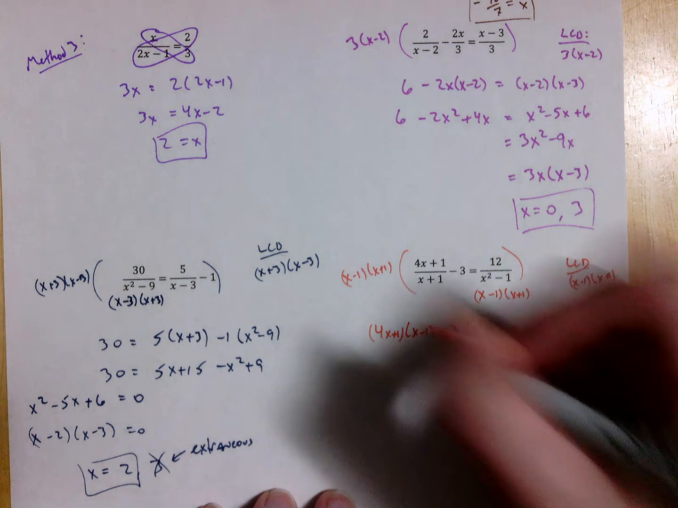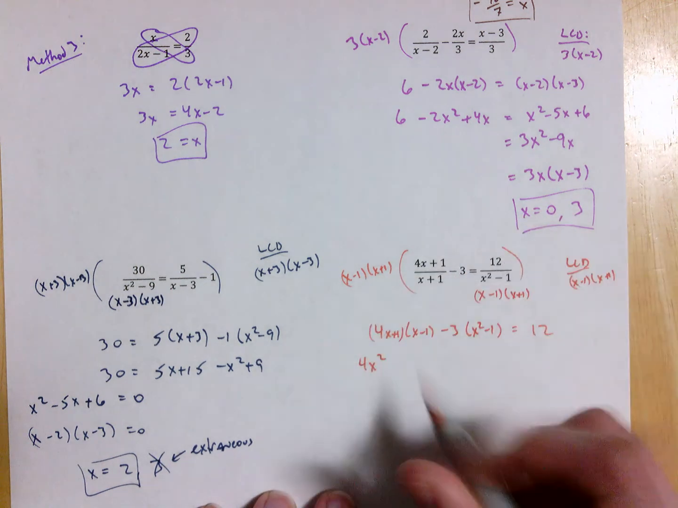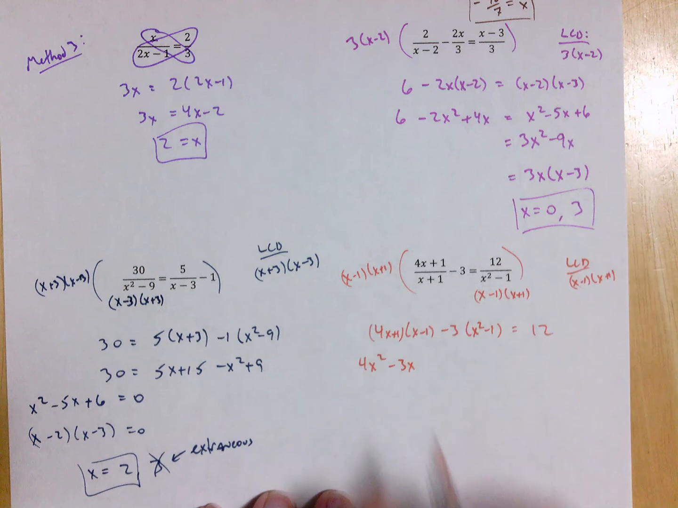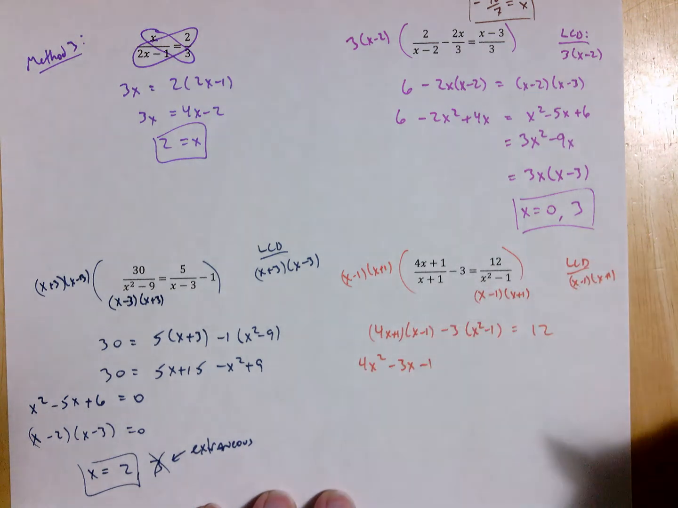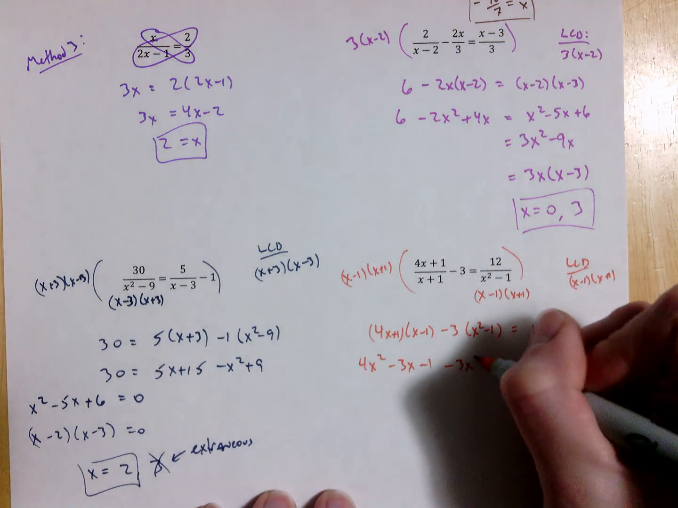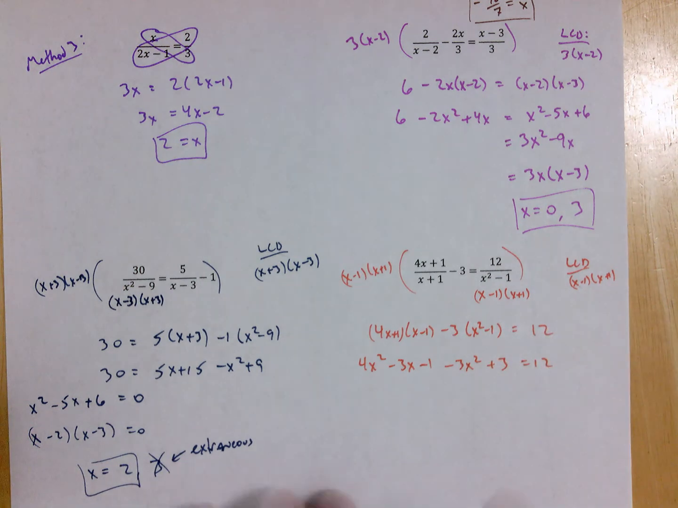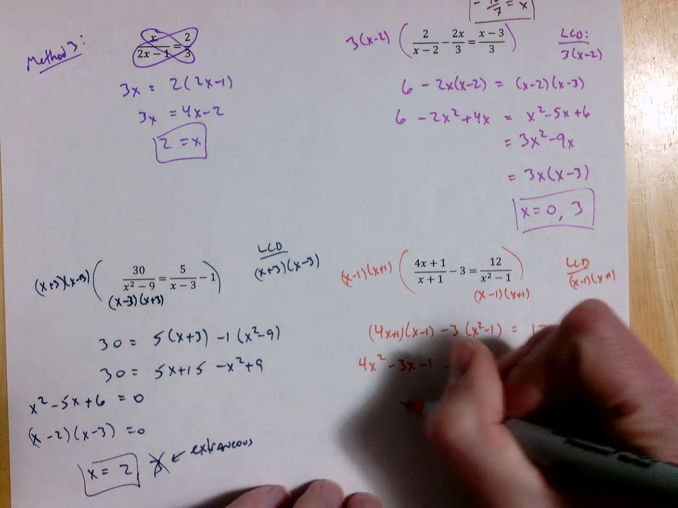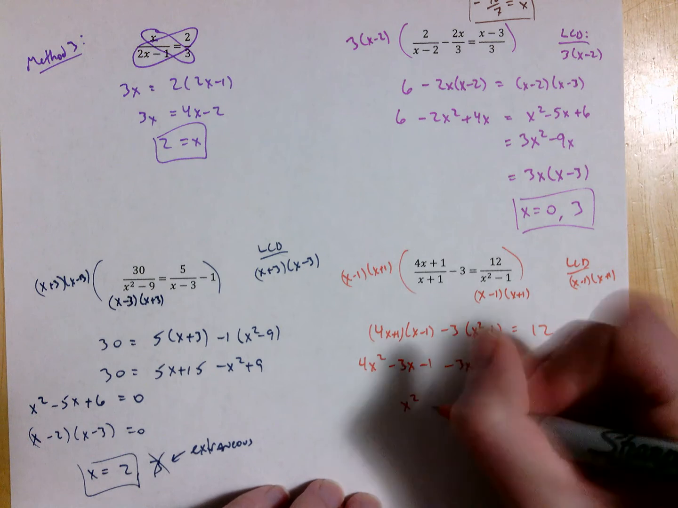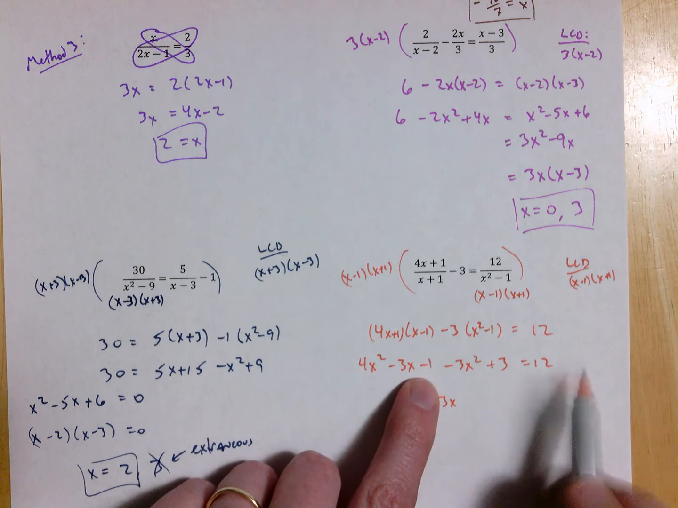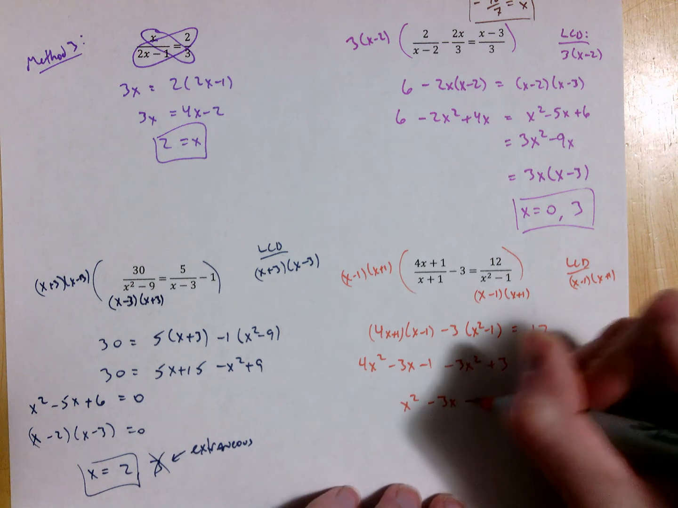Double distributive property. I'm going to land with 4x squared. I'll have a minus 4x and a plus x, so that's minus 3x, and then minus 1. And then I'll have a minus 3x squared plus 3 equals 12. These guys will combine to a positive x squared. And then I'll have a minus 3x. Let's see, that's 2. Subtract that 12 from both sides. I'm going to end up with minus 10.